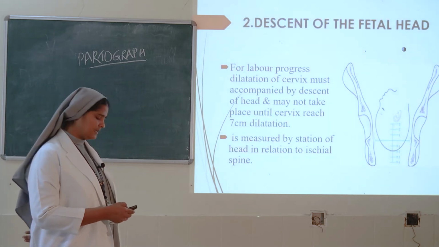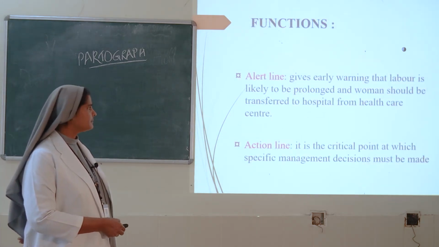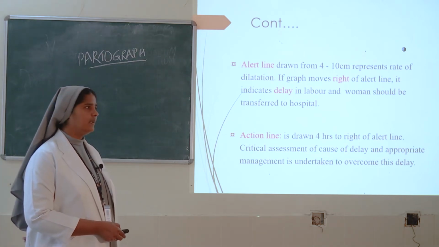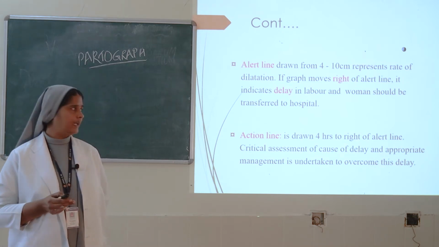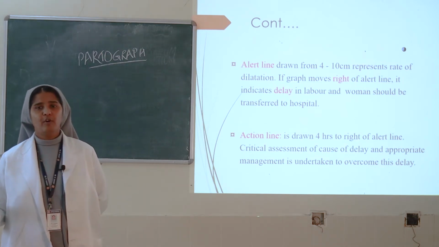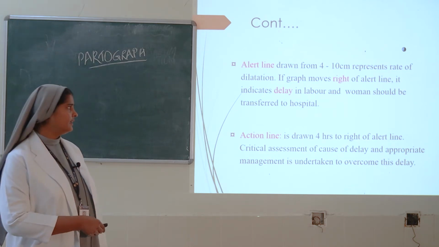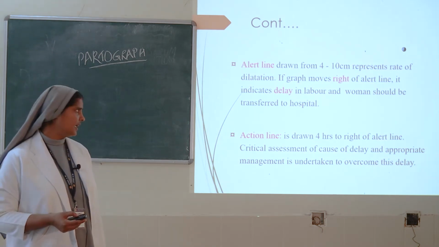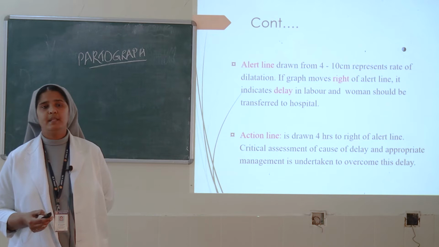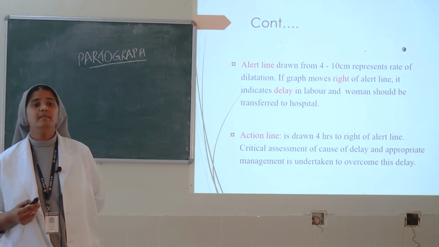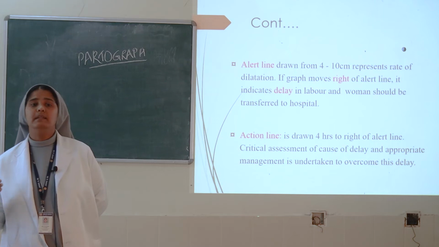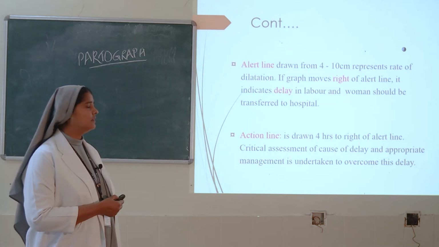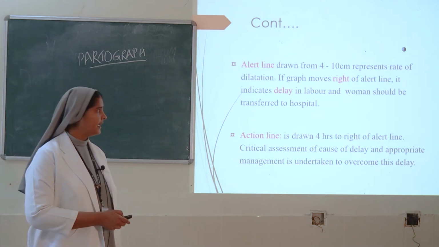Then the next line is the action line. The action line is drawn 4 hours to the right of the alert line. After drawing the alert line, after 4 hours we draw the action line, and if the graph moves right of the action line, a critical assessment needs to be done and we should manage the mother immediately. That means the labor is delaying, so we should do some management for arresting the delay. This is what the alert line and action line say.